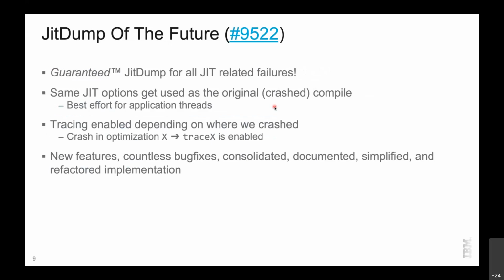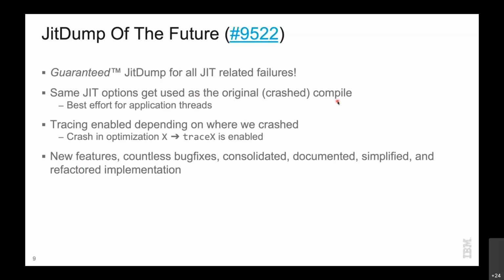So over the last several months, we've been working to improve the JitDump mechanism so that we can guarantee that a JitDump will be generated for all JIT-related failures. That means if you have a failure within a JIT method, I can almost guarantee you that there will be a JitDump and it'll contain a trace of that particular method. The JitDump mechanism can handle both crashes in application threads and compilation threads. And it now attempts to use the same options as the original crash compile for the recompilation.